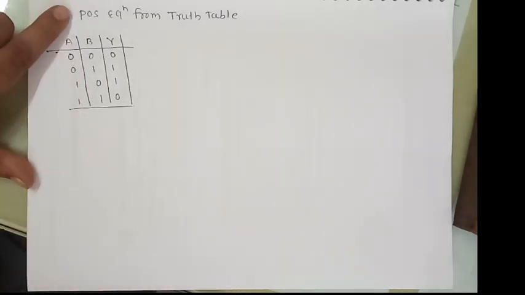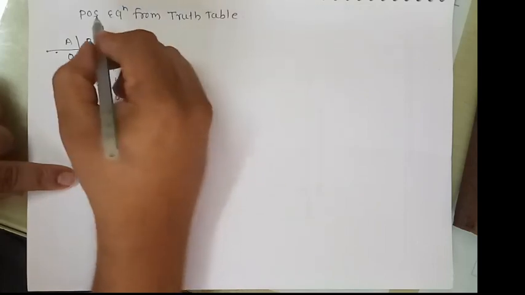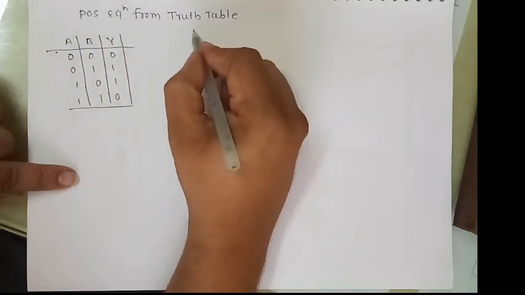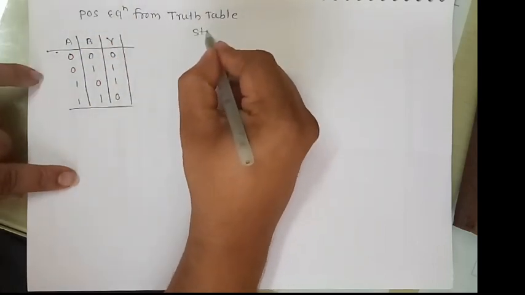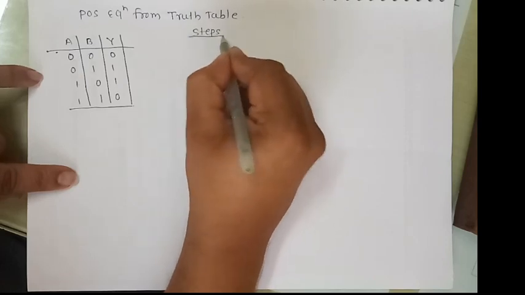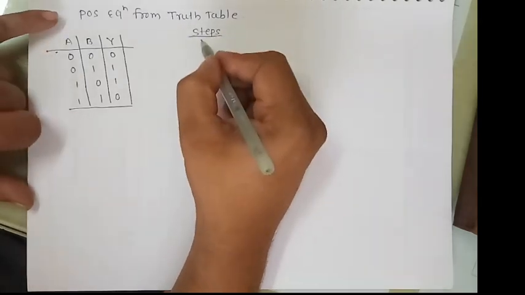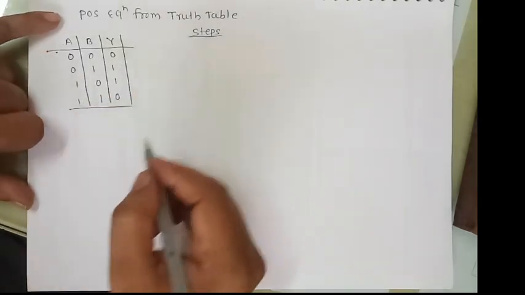Now we know that the POS equation is what? It is a product of sum terms. Okay, so for this also we have to follow some steps. So let's see these steps for writing the POS equation from the truth table.